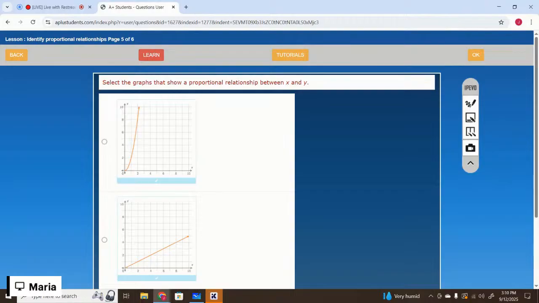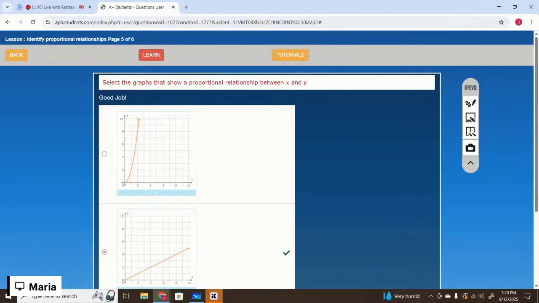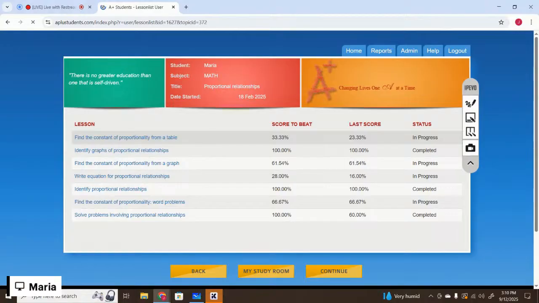Select the graph that shows a proportional relationship between x and y. So which is the correct option? Option number two is the correct option. The graph must be a straight line. Okay, you can complete the lesson by yourself later today. Let me just move on to the next lesson.